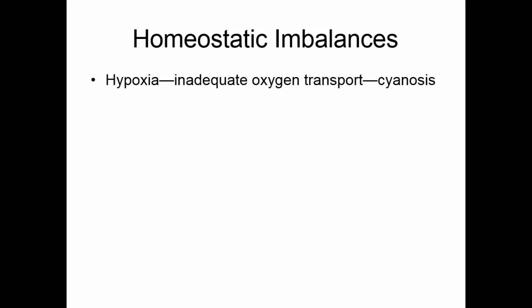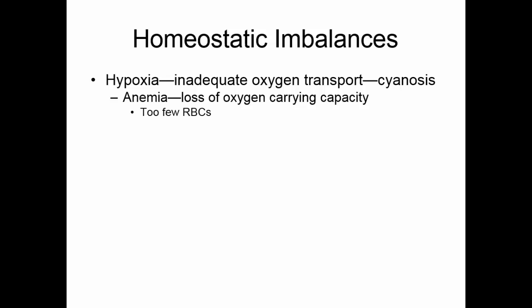Hypoxia occurs when there is an inadequate oxygen delivery to the tissues. This can lead to cyanosis, that blue discoloration of the skin because of poorly oxygenated tissues. One of the reasons for this is anemia. In anemia, the blood has lost its oxygen carrying capacity. This can either be because there are too few red blood cells to carry the oxygen, or there may be enough red blood cells, but there's not enough hemoglobin in the red blood cells to carry the oxygen.